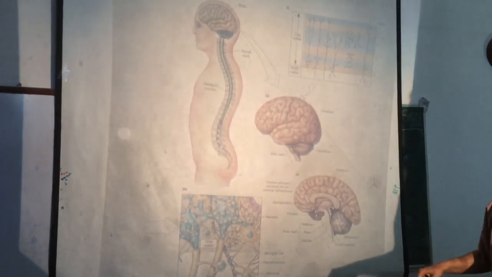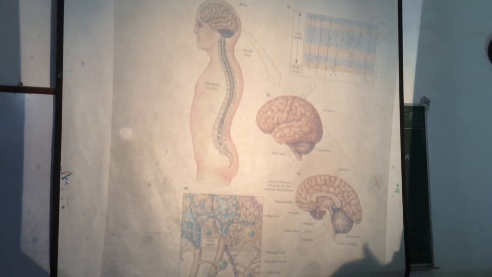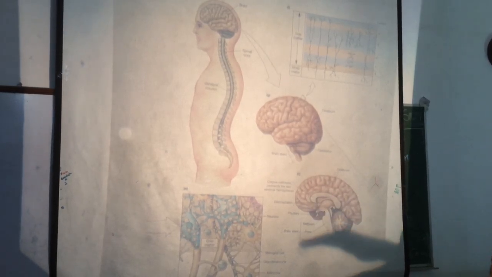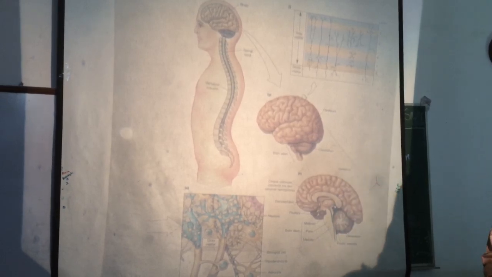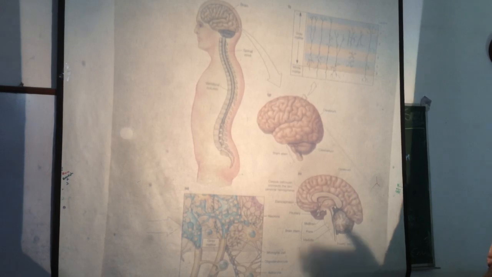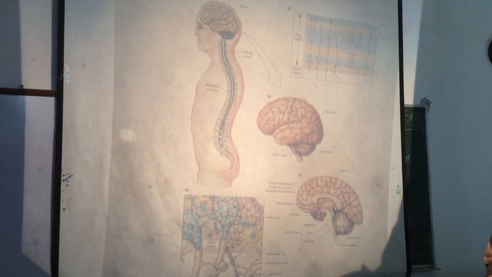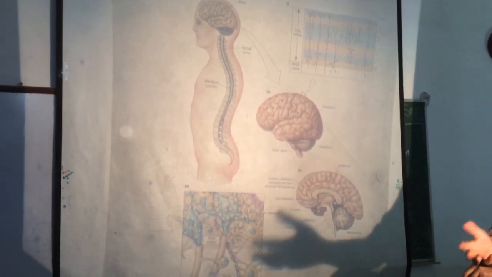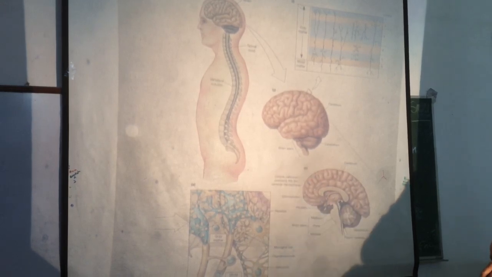In children, it ends inferiorly at the upper border of the third lumbar vertebra. Why is there a difference in the ending of the spinal cord in adults and children?